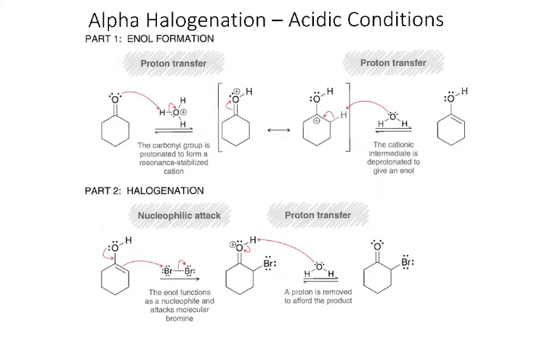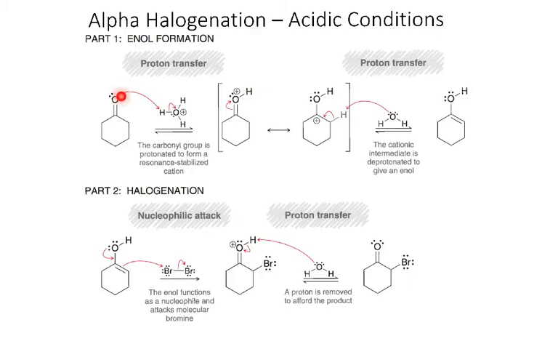Okay, so this mechanism looks like a lot at first, but if we break it down into two steps, I think you'll see that the first half is a mechanism we've already done before. The first half is just the formation of the enol in acidic conditions. So we have two proton transfer steps. First we protonate, then deprotonate when we're in acidic conditions.